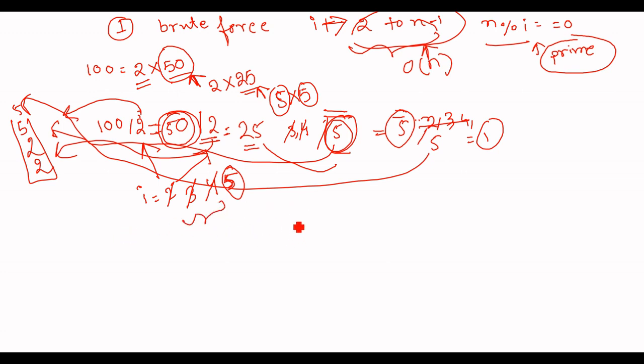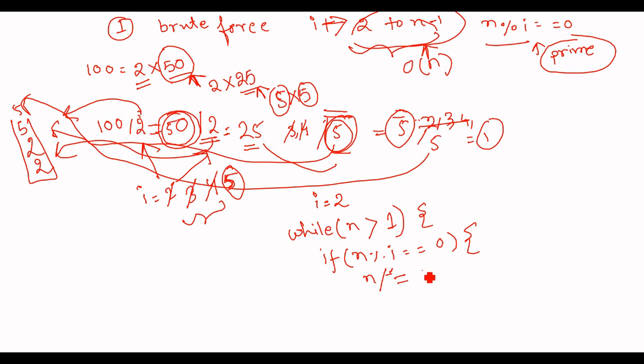So what we did, we have taken a number, our I was initially 2, and our condition was while our n is greater than 1. Now if the number is divisible by I, then n will be n by I, and our I will stay the same, and we will continue. Else we will try I plus plus, and this is surely going to happen.